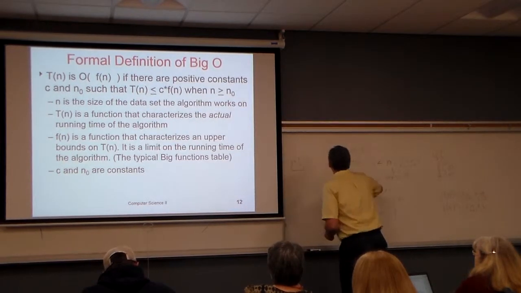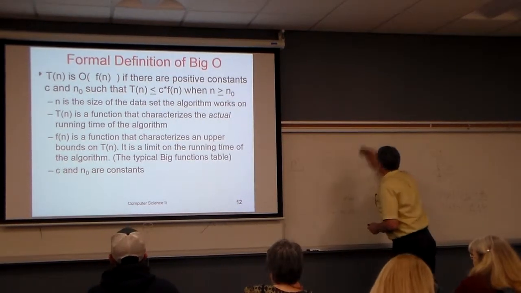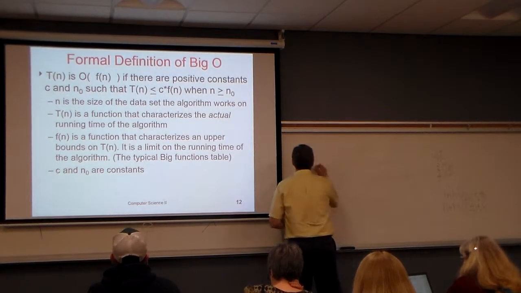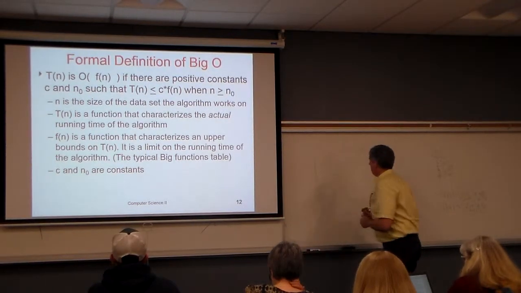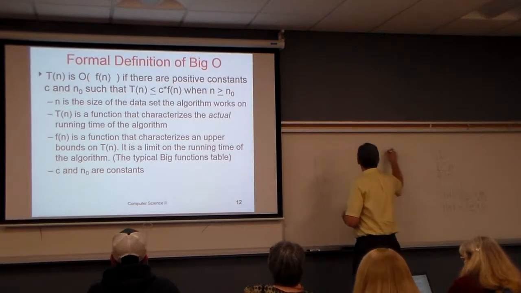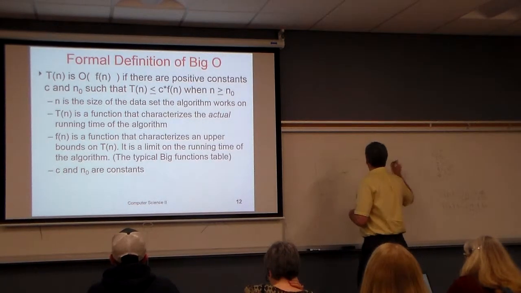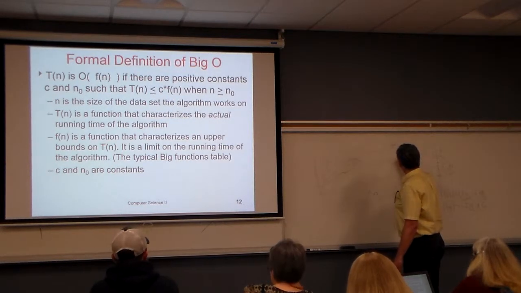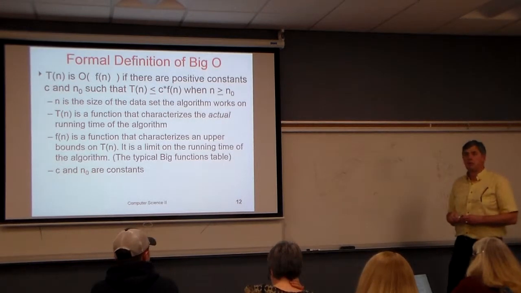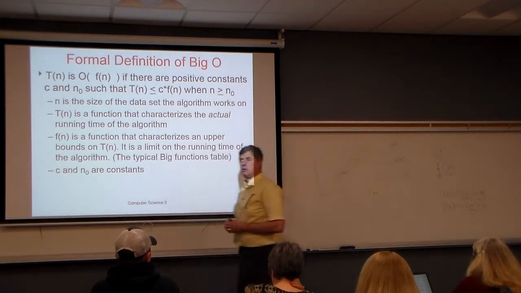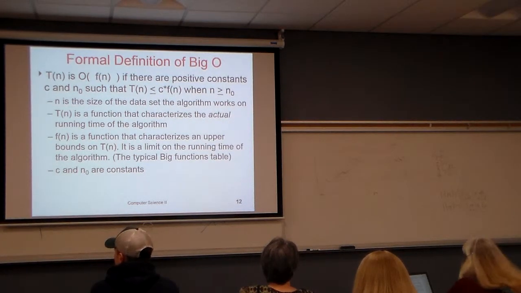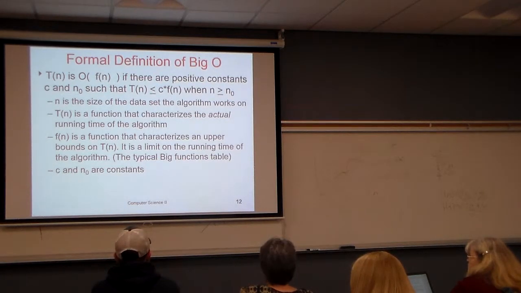You think about it like this. Let's say we had this function right here, and we had this function right here. So let's say that this is g of n, and we say that f of n. So which one's the upper bound? Depends on where. It depends on where you are in the graph.